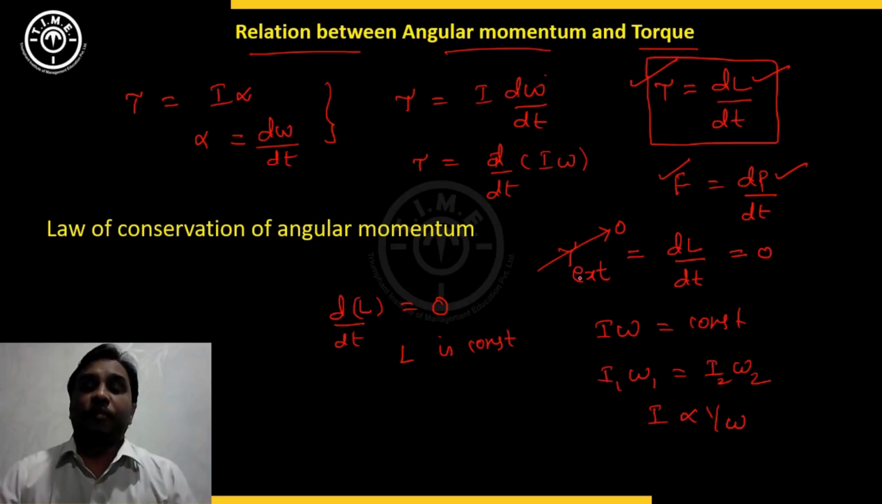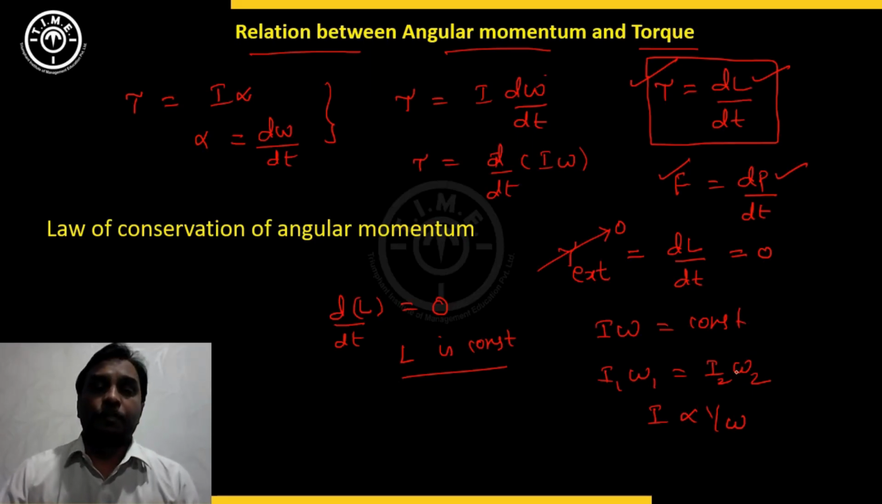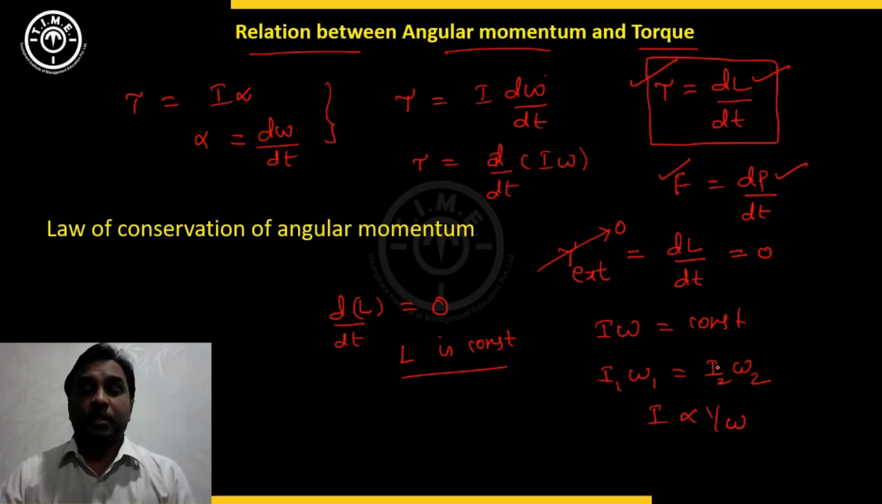This is correct only when the external torque is 0. So what is the law of conservation of angular momentum? In the absence of external torque, the angular momentum of the system remains constant. That L is constant, which means I omega is constant, I1 omega 1 is equal to I2 omega 2. Now we'll solve problems based on this concept.